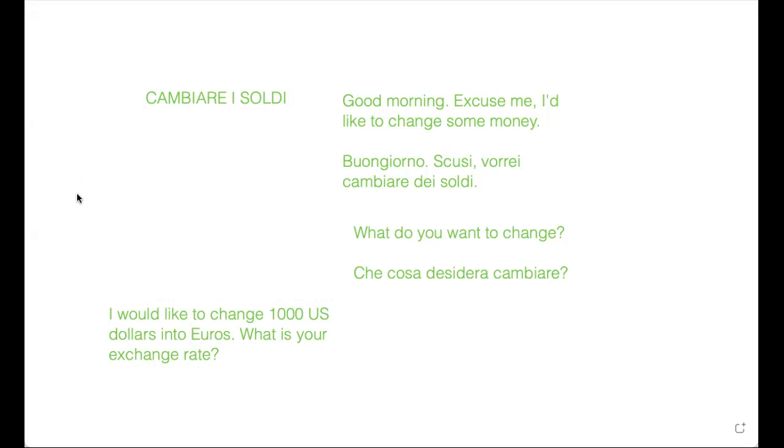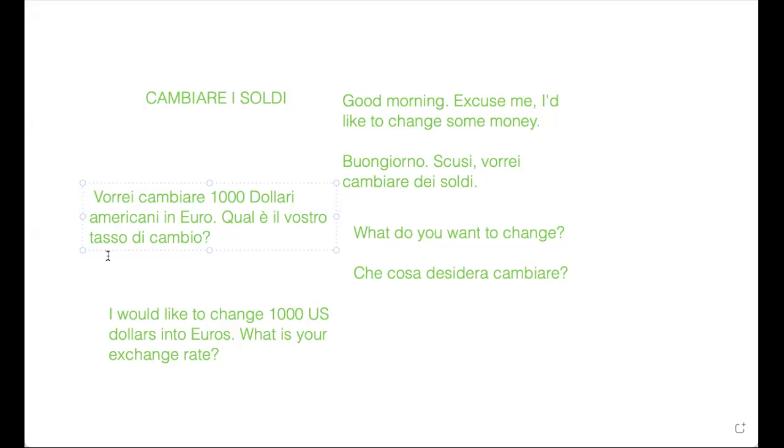The client will say, vorrei cambiare mille dollari americani in euro. I would like to change $1,000. Qual è il vostro tasso di cambio? What is your exchange rate? Tasso di cambio. Cambio, we have changed; we say exchange rate. Tasso di cambio. Is it clear to you, my teammates?